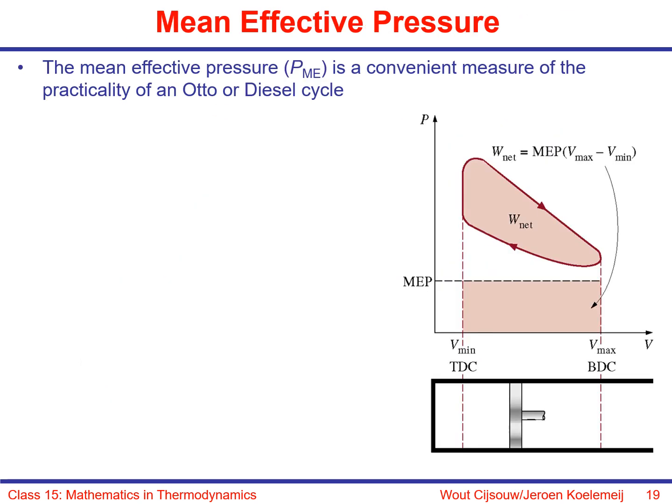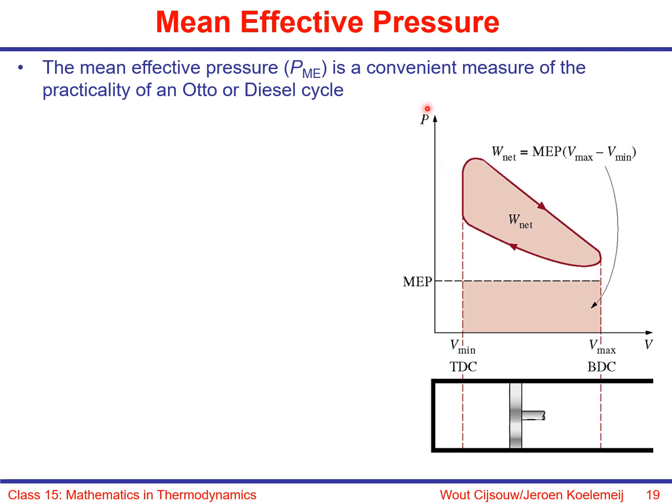Then I would also like to introduce you to another concept, which is called the mean effective pressure. It's a convenient measure that you can use to judge whether it's beneficial to have an Otto or a diesel cycle. What do we mean by this mean effective pressure?